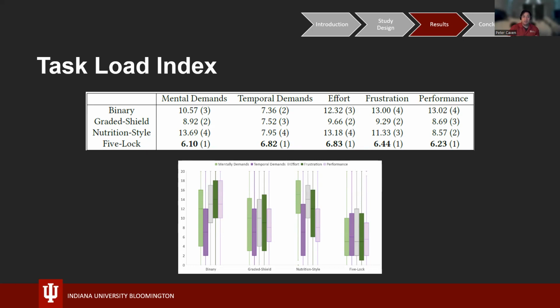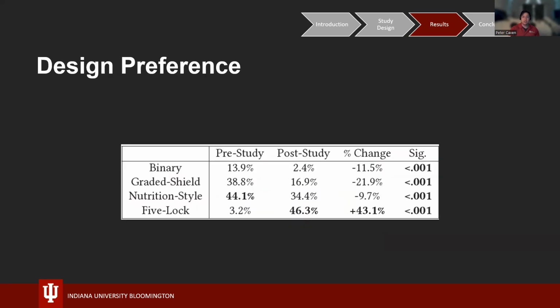And then when we look at the 5-lock label, it just kind of performed well across all TLX measures. At the start of the study, participants believed the most informationally dense nutrition style label was going to be the best indicator of higher security. At the end of the study, the majority of respondents felt that the 5-lock label design was able to succinctly communicate security posture. The other 3 labels did see a significant drop in perceived utility.